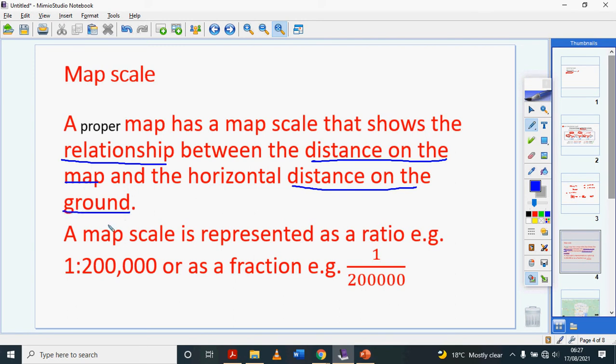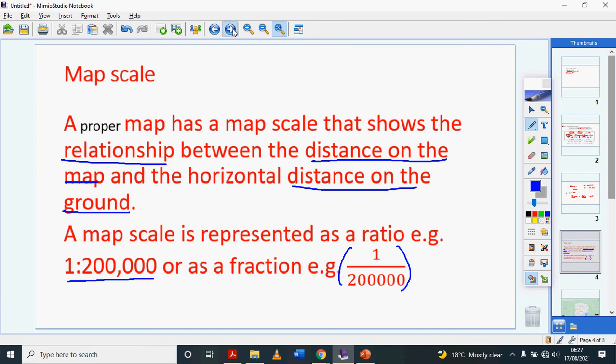And if you're relating two numbers, we use what you call a ratio, right? We're relating two numbers. Those two numbers are the distance on the map and the distance on the ground. And in order for us to relate or compare two numbers, we use what is called a ratio. A ratio can be written as a fraction, or it can be written as a ratio like that. So that's what a map scale is all about.